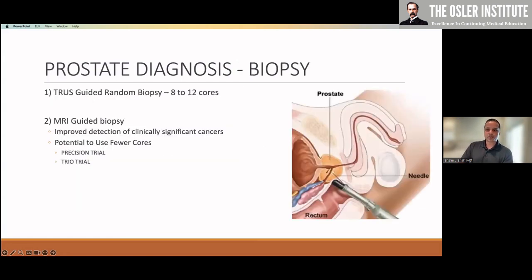Looking at prostate cancer biopsies, once you've made the decision to biopsy, the traditional methods include a TRUS, which is a random biopsy of 8 to 12 cores. But now, more frequently, we're using MRI-guided biopsies, which have shown to improve detection of clinically significant cancers, and then the added potential of using less cores. So 2 trials looked at this that I want to go over briefly.